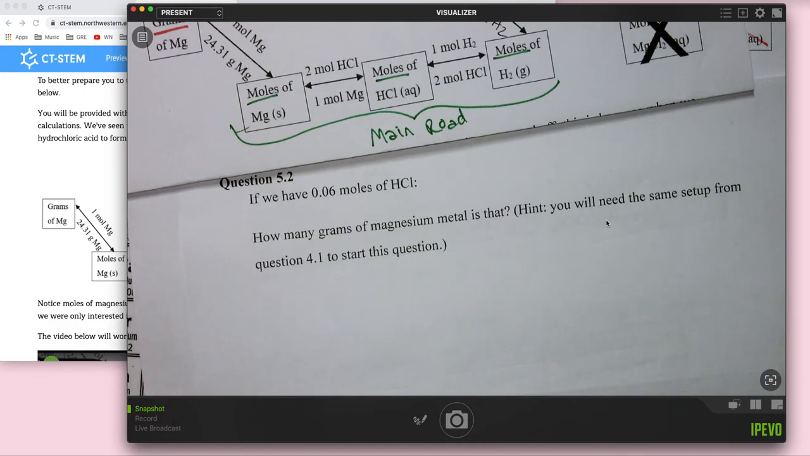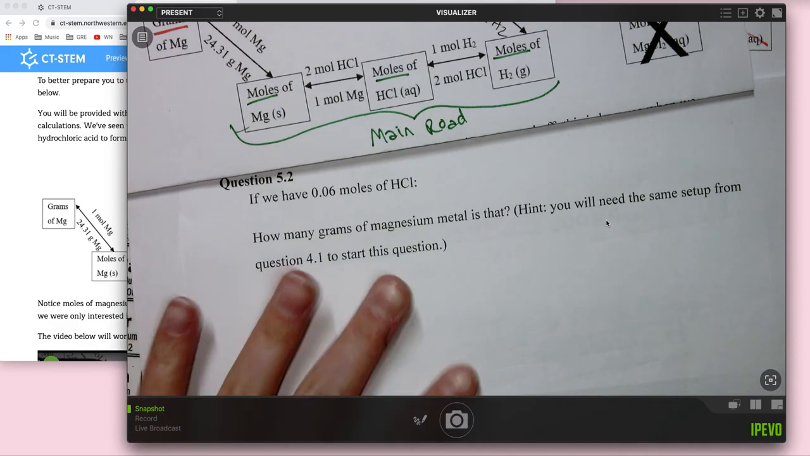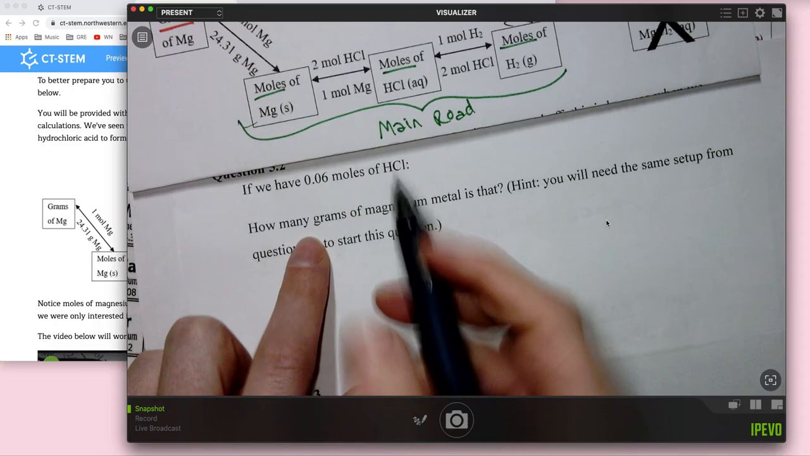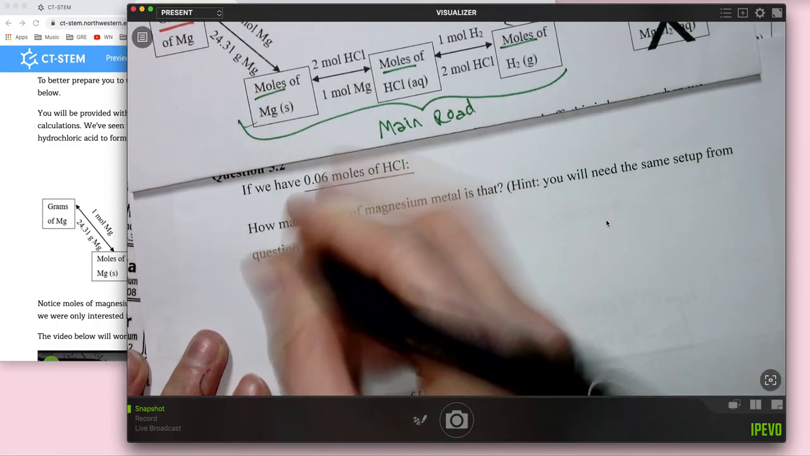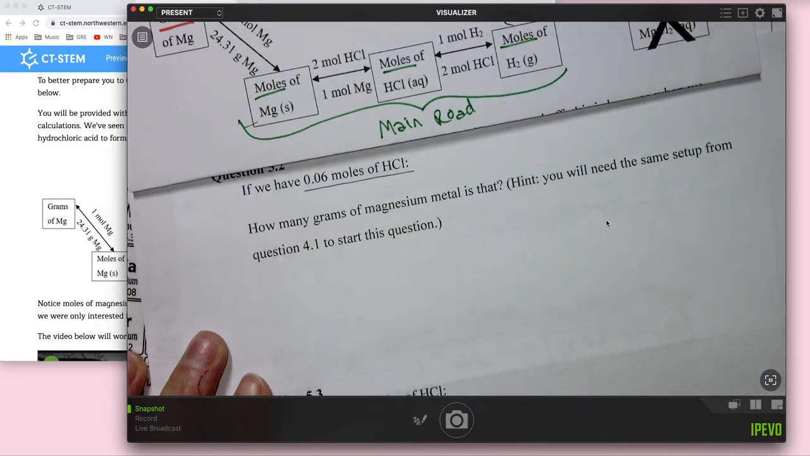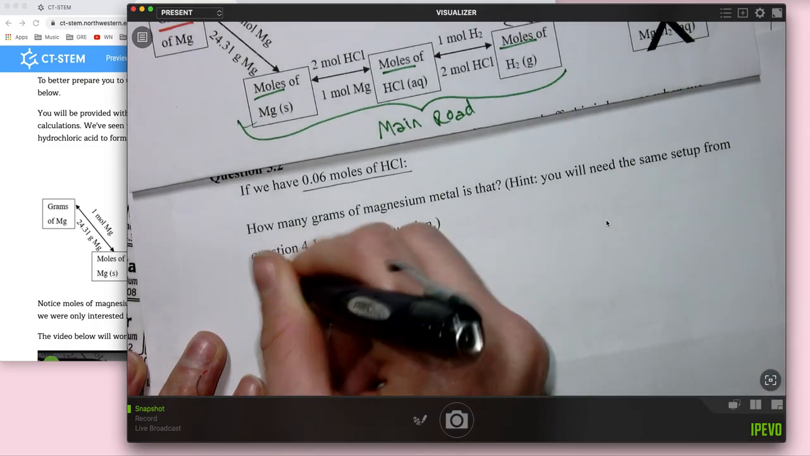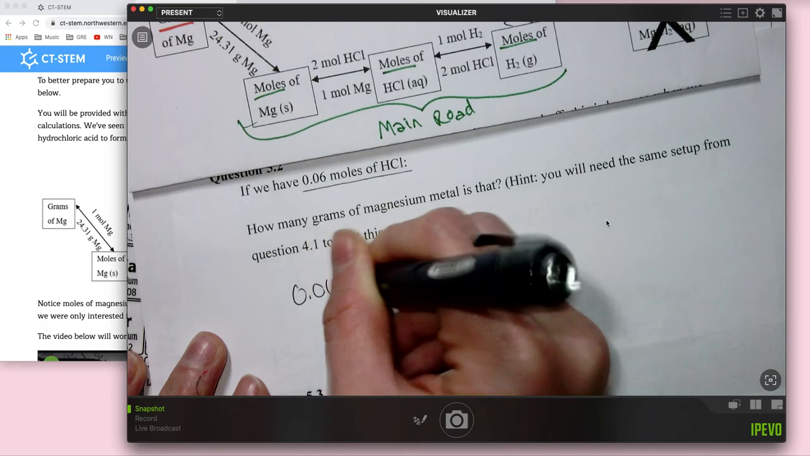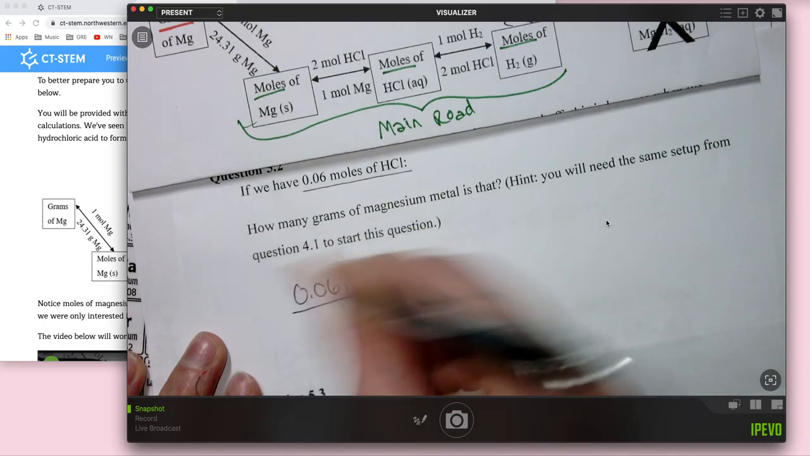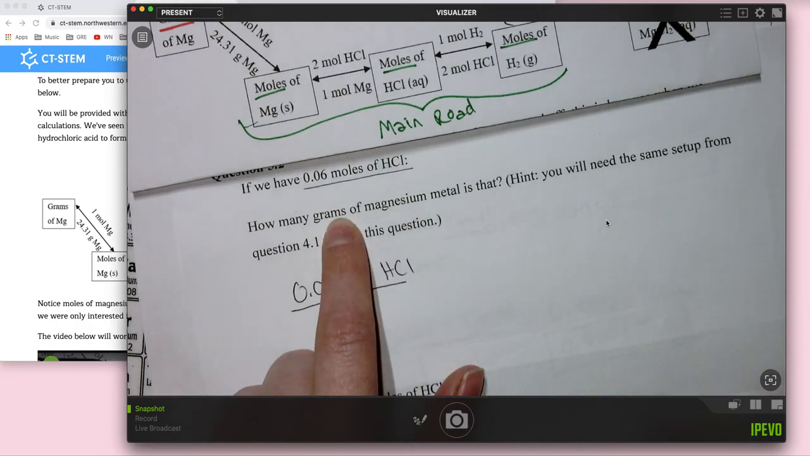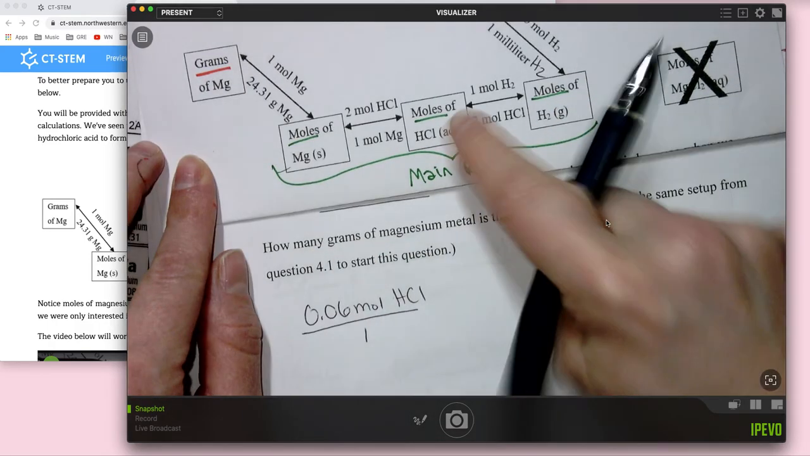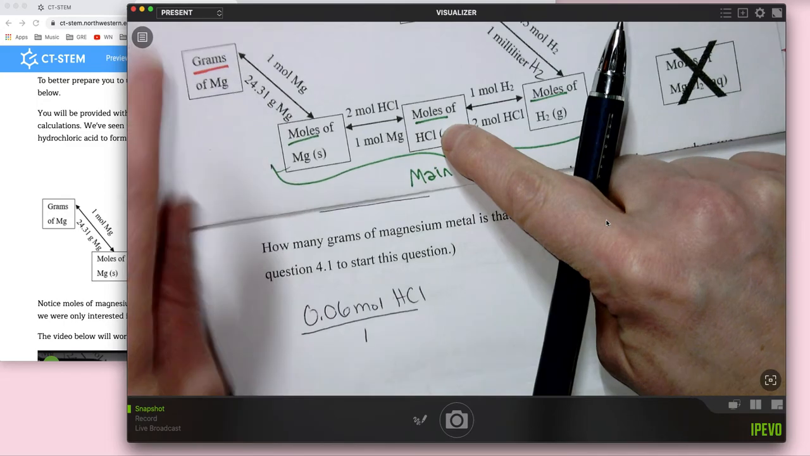Okay, so the next question is, oh, I see. All right, so we have 0.06 moles of hydrochloric acid again. 0.06 mole of hydrochloric acid over 1. And I'm trying to get to grams of magnesium metal. Okay, so I'm starting here, moles of hydrochloric acid, and I'm trying to get here.